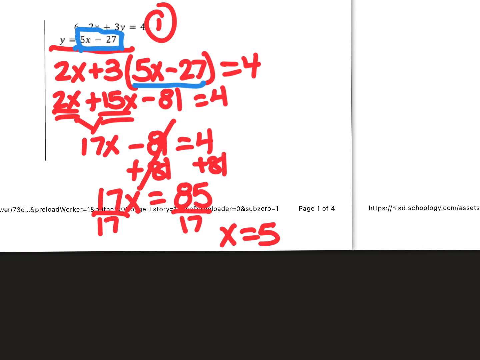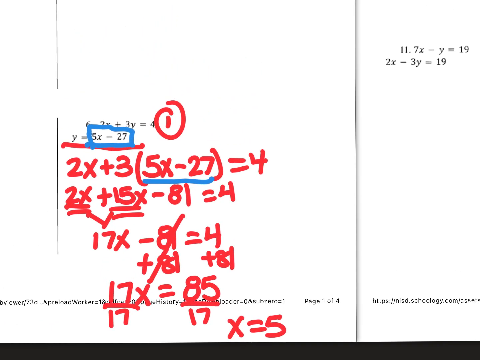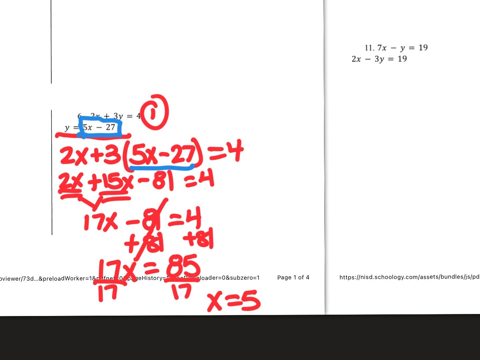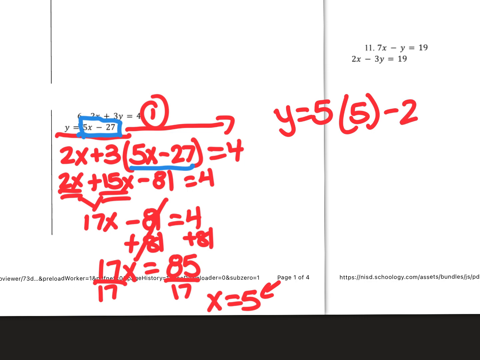So I know my x. But remember, a solution for a system is an ordered pair. So I need a y. Do I know what my y is yet? No. So I need to go up and solve for my y. So I'm gonna go back to my very top, and you can choose either one of these equations. I'm gonna choose this one right here because I think it's going to be the easiest for me to solve. So I have y equals 5. And instead of that x, I'm going to put in the 5 because I know what x equals. Minus 27. Okay. And now let's solve it.